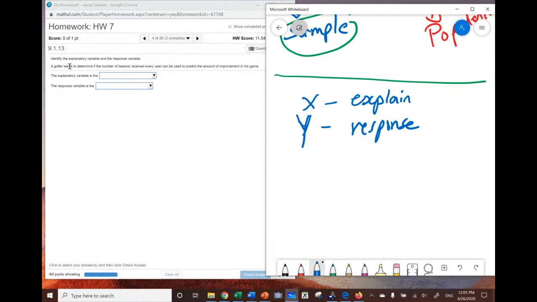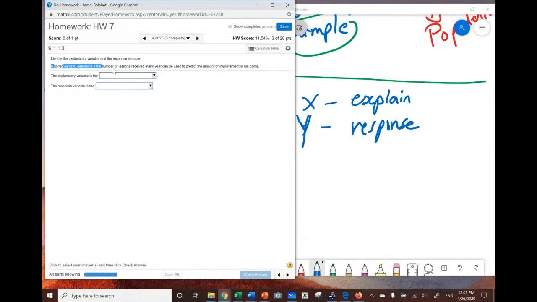So in this case, let's read the problem here. It says a golfer wants to determine if the number of lessons received every year can be used to predict the amount of improvement in his game. So we are looking at the number of lessons as a way to see if he improved or not. So the improvement is y. So the response variable is the improvement. The amount of improvement depends on what? Number of lessons. So the number of lessons can explain, like if somebody says, hey, I didn't improve, you can tell them, hey, you didn't practice enough, you didn't take enough lessons. So the number of lessons can explain the improvement.